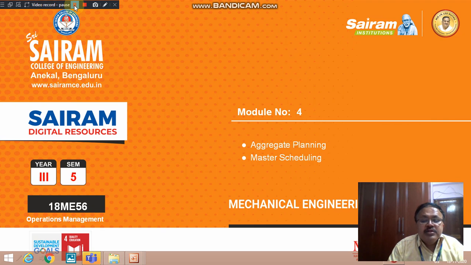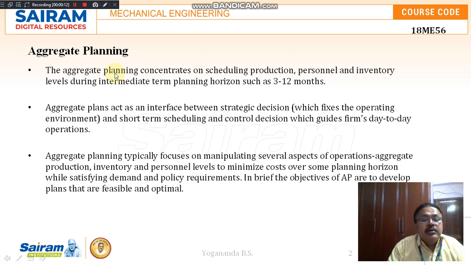Good evening, friends. Now we are discussing module number 4, that is aggregate planning and master scheduling in operations management. So what is aggregate planning? The name itself says that this planning concentrates on scheduling the overall production, personnel and inventory levels.